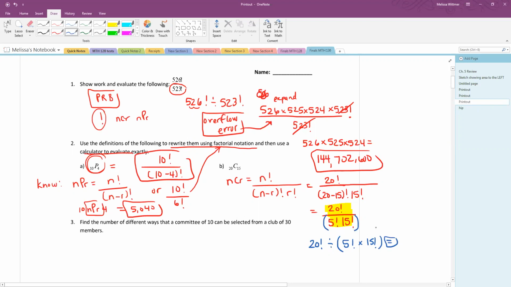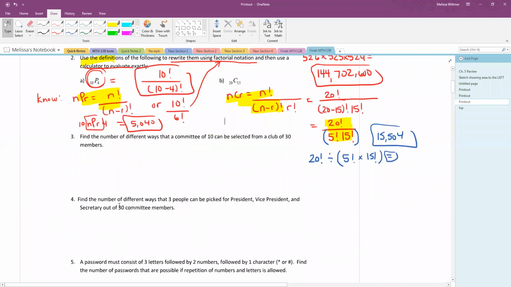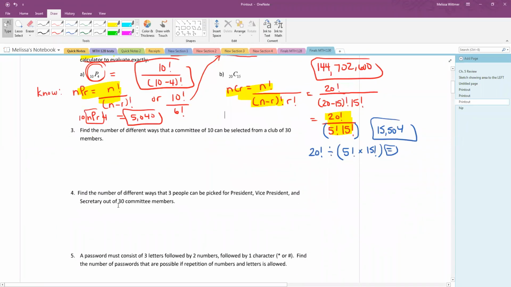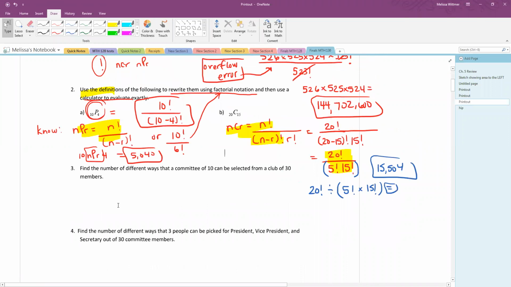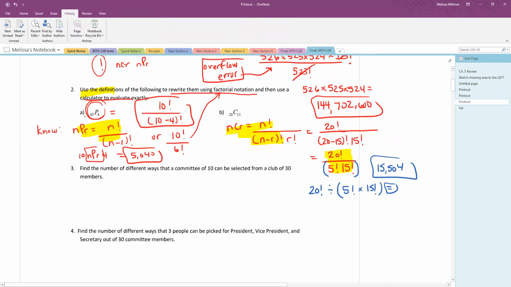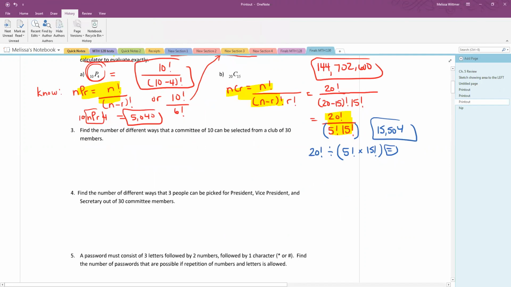And this answer is 15,504. Okay, so make sure you know these two definitions, NPR and NCR formula, and set it up, and then you can get the solution. That is the only place on the test where you're going to be required to show those formulas. So for the rest of the problems, if you do have a permutation or combination, you can just type that in the calculator and you don't have to show the work.